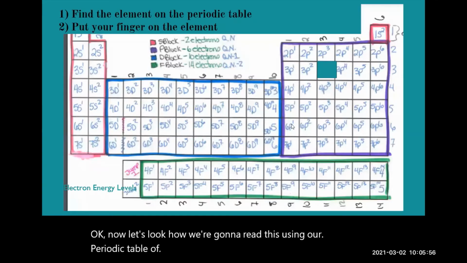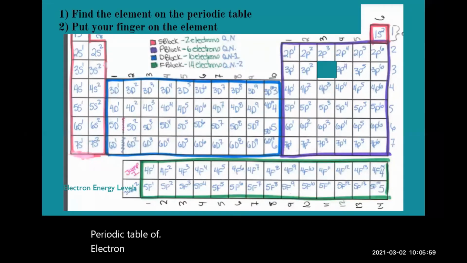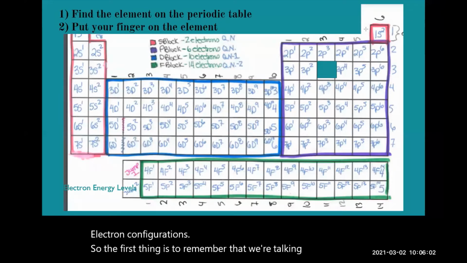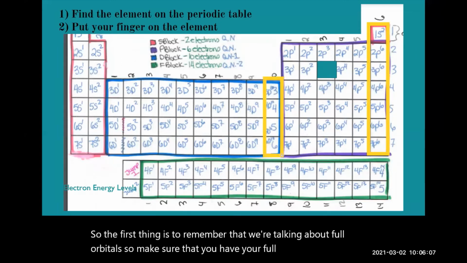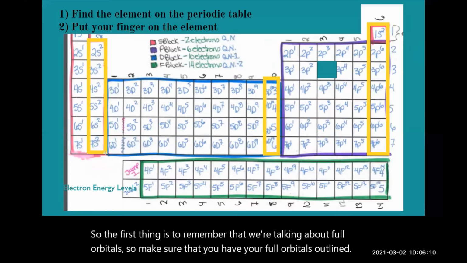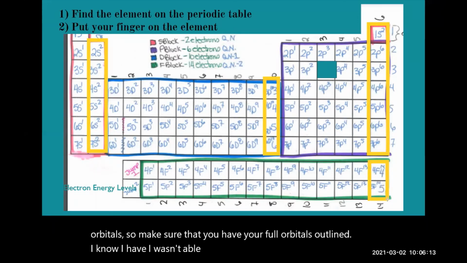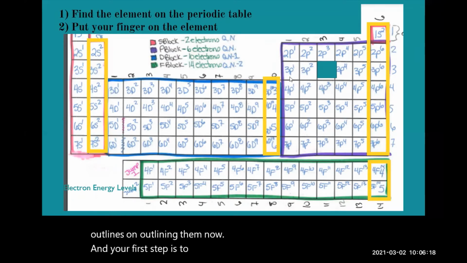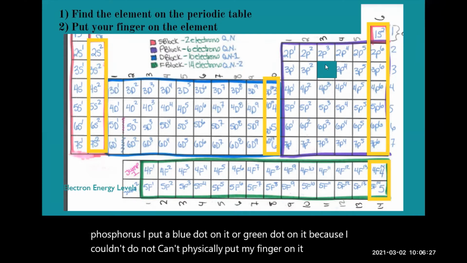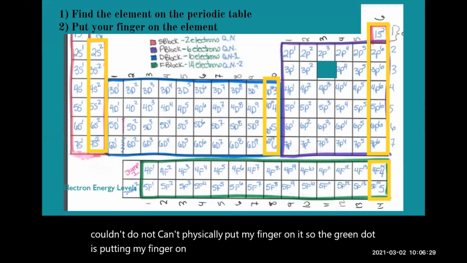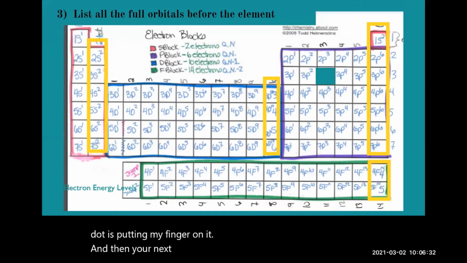So the first thing is to remember that we're talking about full orbitals. So make sure that you have your full orbitals outlined. I wasn't able to upload one that had the full orbitals outlined, so I'm outlining them now. Your first step is to always put your finger on the element. Phosphorus, I put a green dot on it because I can't physically put my finger on it. So the green dot is putting my finger on it. And then your next step is to list all the full orbitals before the element.